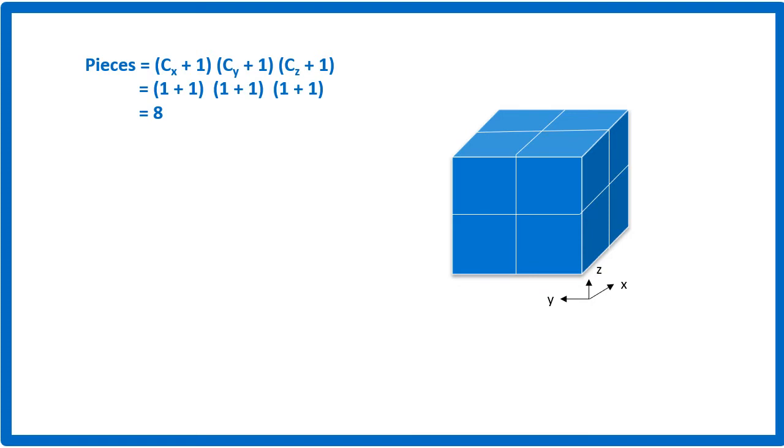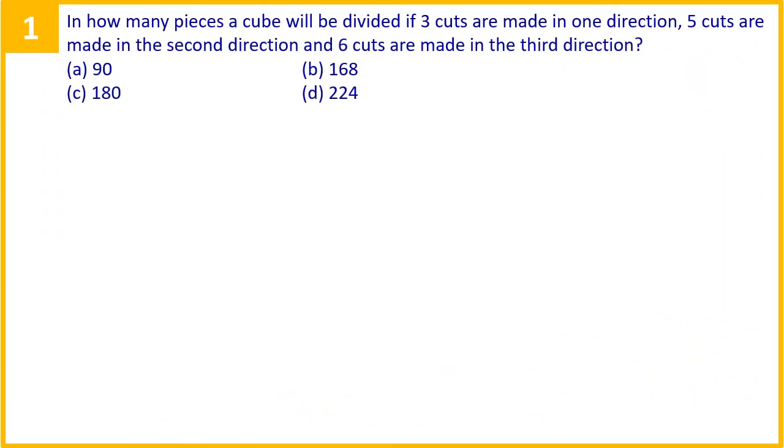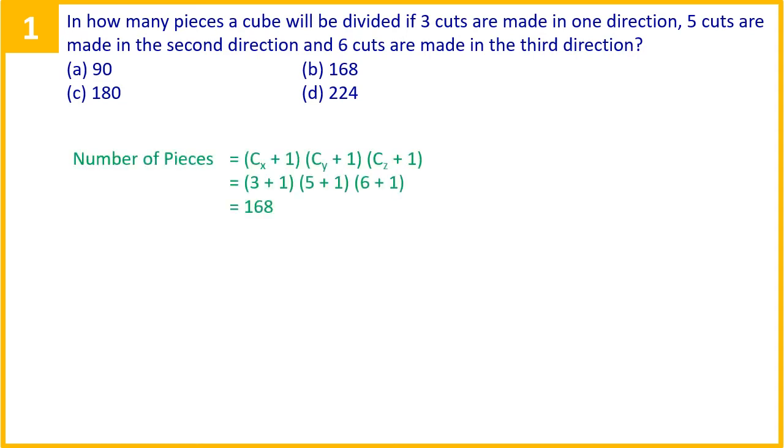Let us try out some examples on this. Problem 1. In how many pieces will a cube be divided if 3 cuts are made in one direction, 5 cuts are made in the second direction and 6 cuts are made in the third direction? They have very well mentioned here what Cx, Cy and Cz are, so we can calculate the number of pieces. I substitute Cx as 3, Cy as 5 and Cz as 6. The number of pieces obtained will be 168. Option B is the right answer.